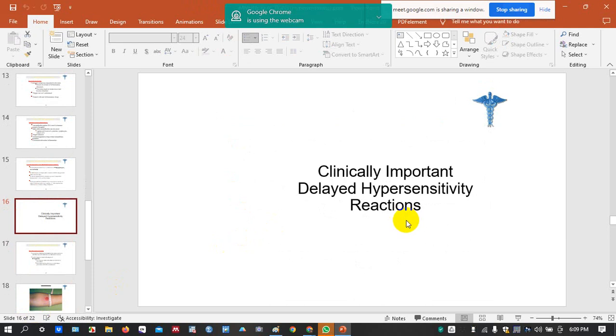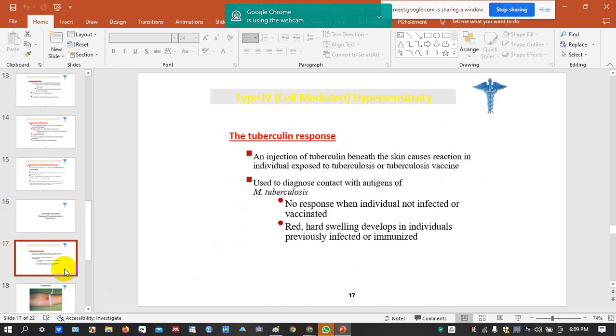Okay, so clinical importance of delayed hypersensitivity reactions. So this is found in what? The tuberculin response. That is, if somebody wants to travel outside or you want to test somebody whether he has tuberculosis, an injection of tuberculin beneath the skin causes a reaction in an individual exposed to tuberculosis or tuberculosis vaccine, and it's used to diagnose contact with the antigens of Mycobacterium tuberculosis. So if after injection of the tuberculin under the skin there is no response, then the individual has not been infected or exposed to a vaccine. But red or hard swelling develops in individuals previously infected or immunized.